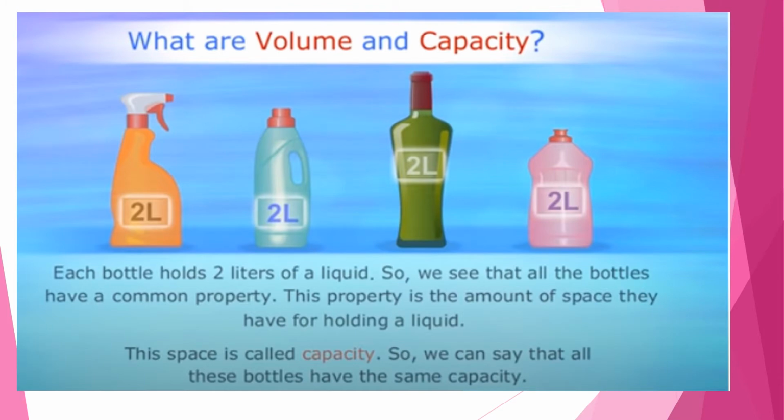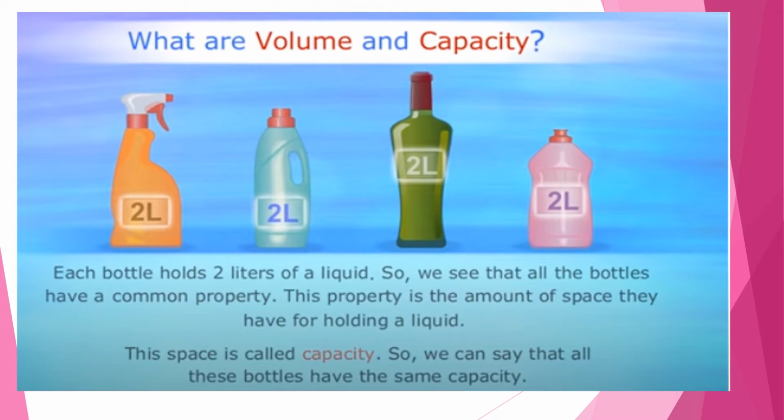Now, let's look at each of these bottles. What can you see or identify, or what is common about these bottles? Each bottle holds 2 liters of a liquid. So we see that all the bottles have a common property. This property is the amount of space they have for holding a liquid. This space is called capacity. So we can say that all these bottles have the same capacity.